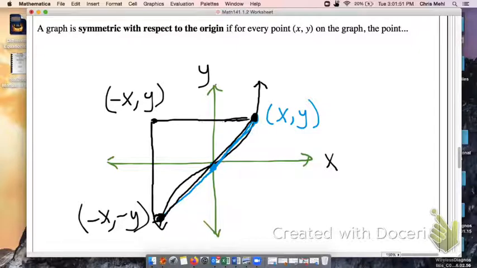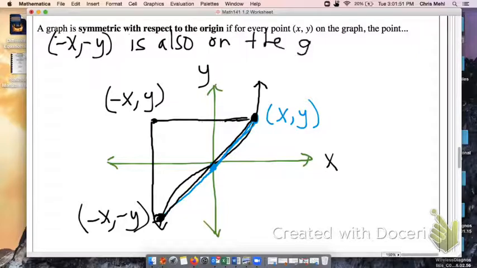So, a graph is symmetric with respect to the origin if for every point with coordinates (x, y) on the graph, the point (minus x, minus y) is also on the graph. Okay, and now let's see some examples. We'll look at expressions or relationships, equations involving x and y that have corresponding graphs, but without actually graphing the functions, we should be able to determine algebraically the symmetries.